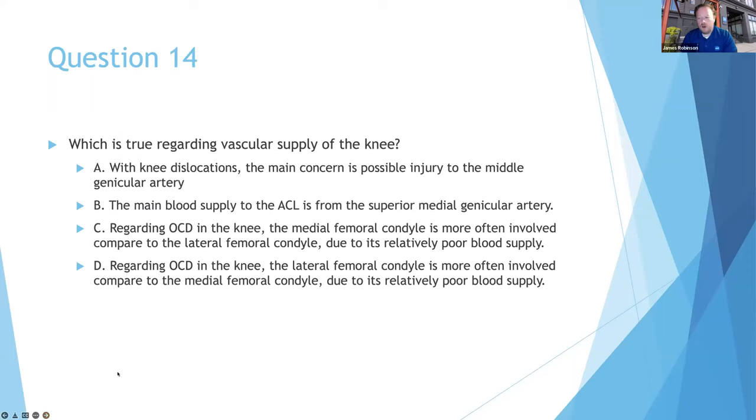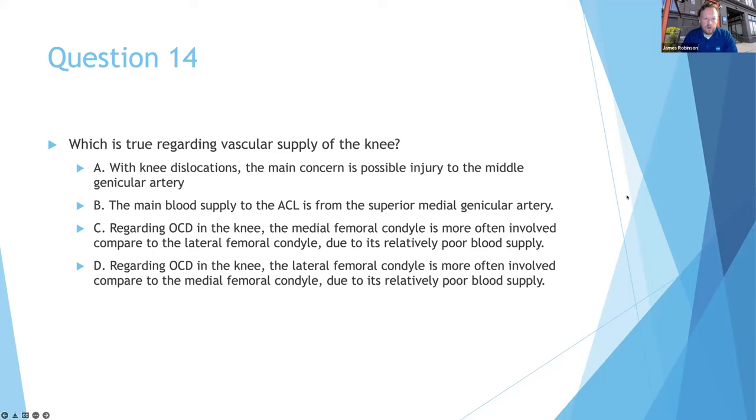Okay. Question 14, which is true regarding vascular supply of the knee? A, with knee dislocation, the main concern is the possibility of injury to the middle geniculate artery. B, the main blood supply to the ACL is from the superior medial genicular artery.